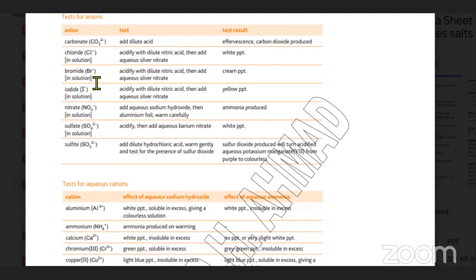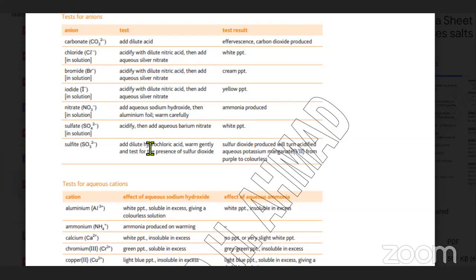ये Br-, I-, or Cl- इनके टेस्ट बिल्कुल एक जैसे हैं, ठीक है? Look at them. मतलब इन सारों के टेस्ट बिल्कुल एक जैसे हैं. It's acidified with dilute nitric acid, then add silver nitrate. But precipitates different होंगे. For Cl it's white, for Br it's cream, yellow. Nitrate का टेस्ट जो है वो चलो याद रखना पड़ेगा.